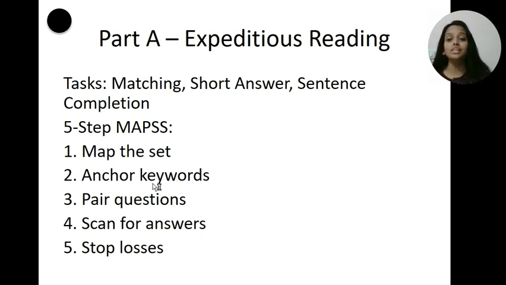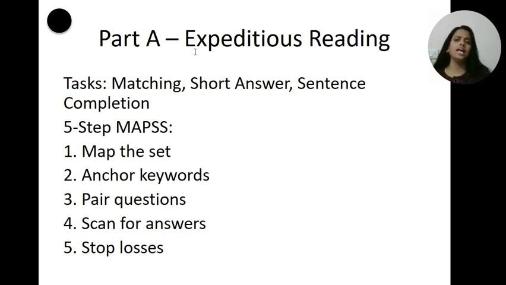Then anchor keywords, which stands for A in MAPSS, like numbers, units, time frames, populations, contraindications. Try to anchor the keywords. Third one is pair questions, stands for P. For each question, you have to predict which text is most likely. Okay? And fourth one is scan for answers. Yes, strictly very important for part A.